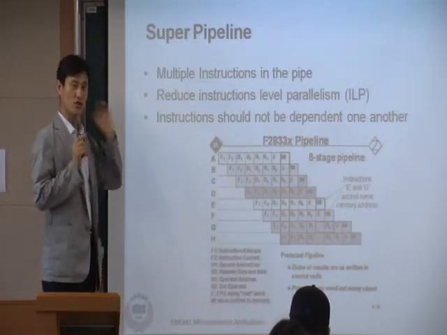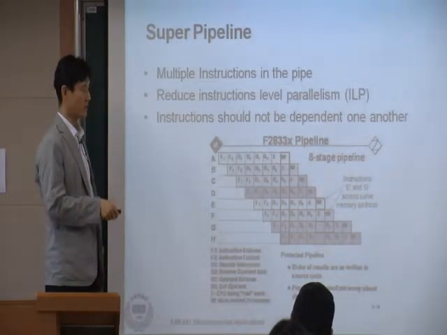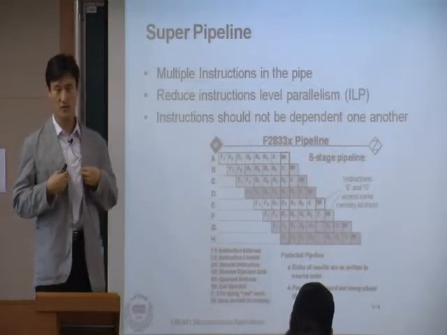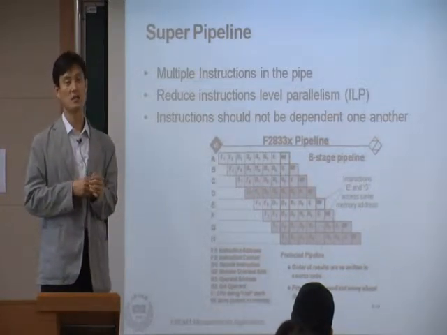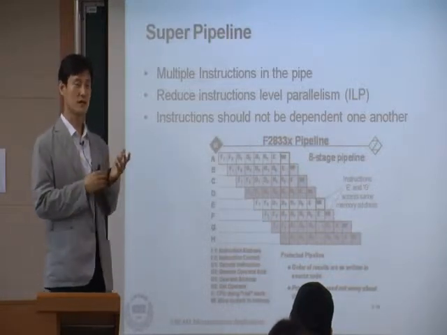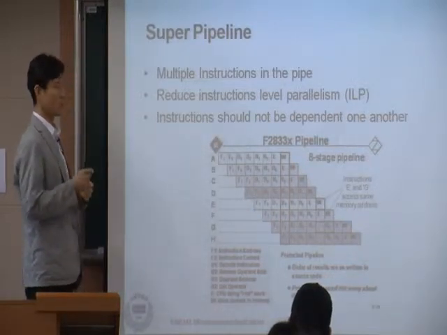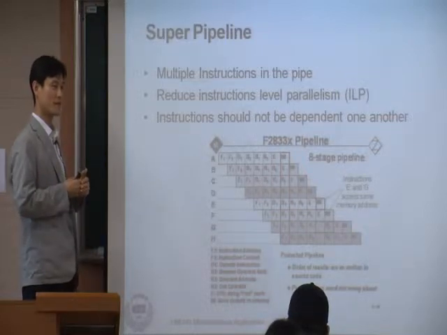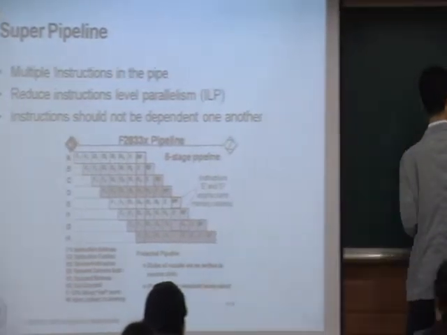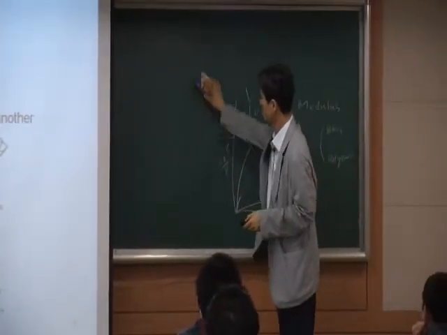Another thing that you need to worry about when you use a pipeline is the branch instructions. What is a branch instruction? Like a jump or if-else, something like that. That's a branch instruction. Why is that? Why is a branch instruction special in a pipeline?